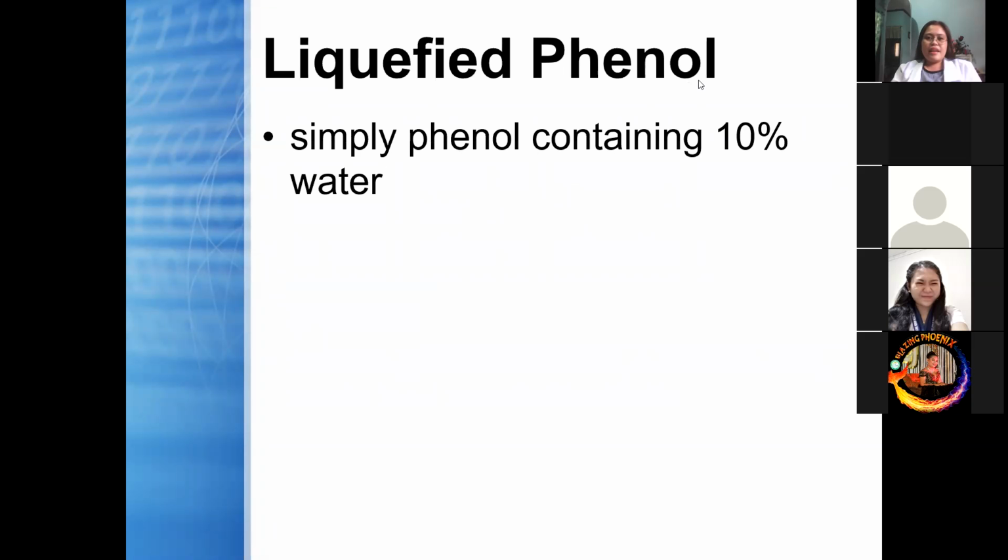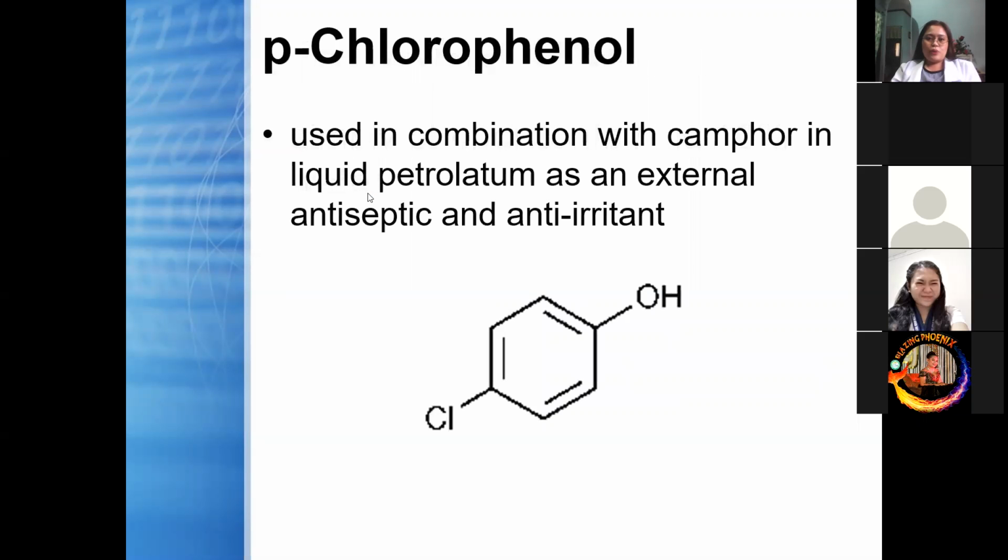Okay? So, napod tayo, this one is a board exam question, the liquefied phenol. Just have to take note that pag itawag na siya liquefied phenol, it contains 10% water. So, gihaluan na siya og water, 10% only.